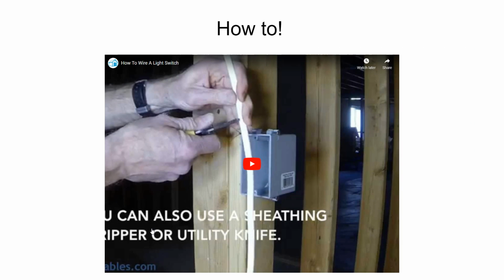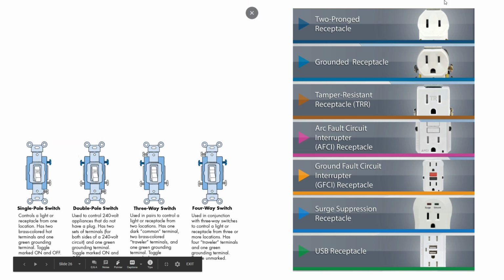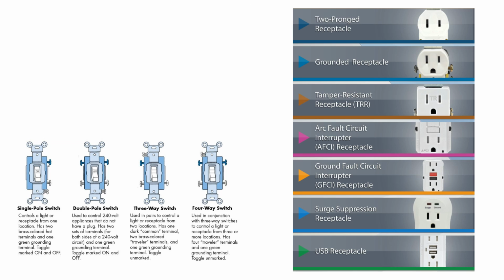It actually takes you through the entire process of wiring. Okay? Different types of switches, two-prong receptacle. Different kinds of switches and different kinds of receptacles. There's quite a few of them. Single pole switch. That's normally what you'll see. Turns the light off, turns the light on. Up, down, up, down. Double pole switch, basically two positions.